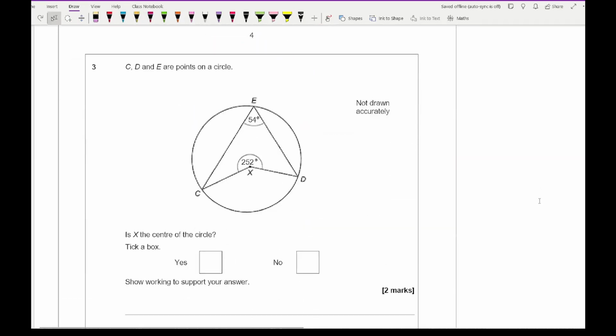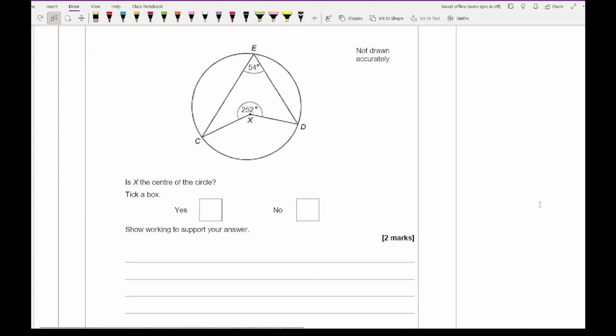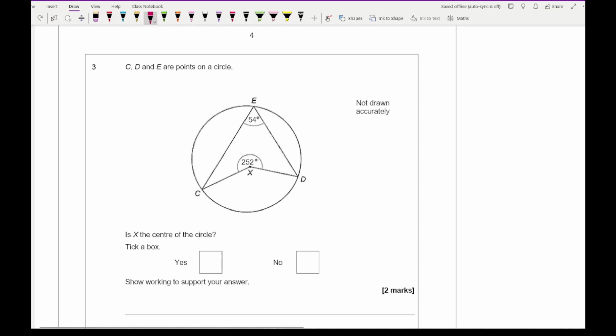Now moving on to question 3, it says that CDE are points on a circle. Is X the centre of the circle? And it says yes or no, support your answer for 2 marks. Now for this, the first thing you need to establish is what you're going to use to prove.